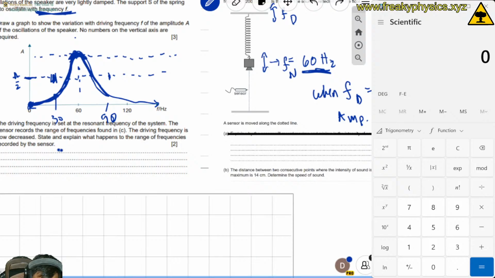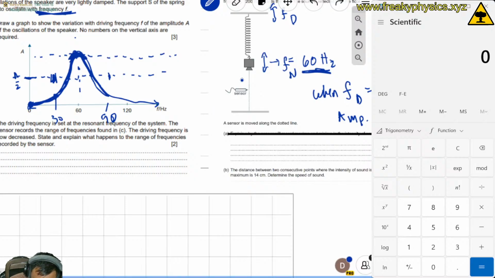So state and explain what happens now. The driving frequency is set at the resonant or natural frequency. The sensor records the range of frequencies found in C, and the driving frequency is now decreased. State what happens to the range of frequencies recorded by the sensor.